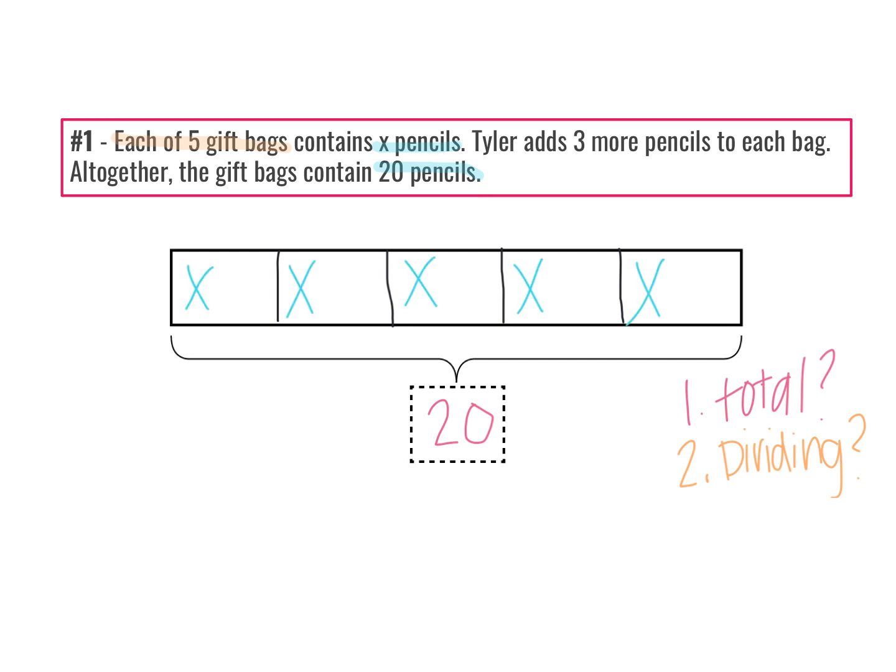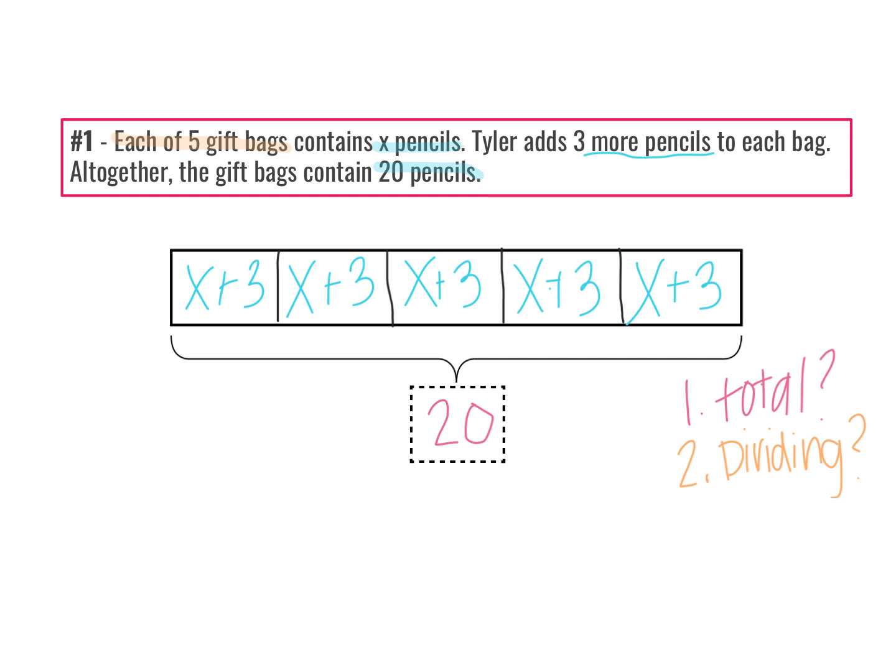But a little different than yesterday, I see my next sentence says, Tyler adds 3 more pencils to each bag. So now I need to go back and add 3 to each bag. So what this tape diagram is saying, we have 5 gift bags that each have an x amount of pencils plus an additional 3 more pencils for a total of 20 pencils in all 5 gift bags.